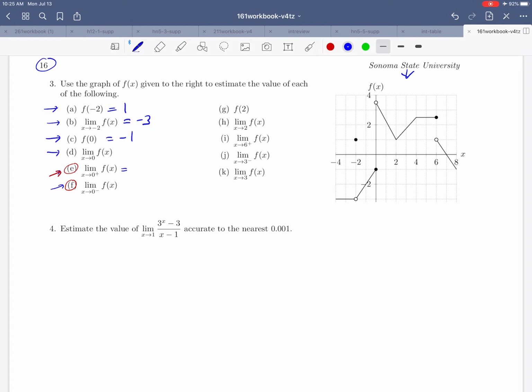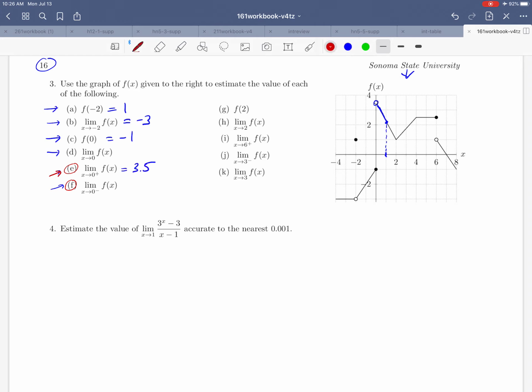Okay, so I'll take a number that's bigger than 0, maybe 1, find where the graph is. And if we slide along the graph towards x equals 0, we're going this way to the left. What are the y values approaching? Well, they're approaching this open circle, which just happens to be at about 3.5.